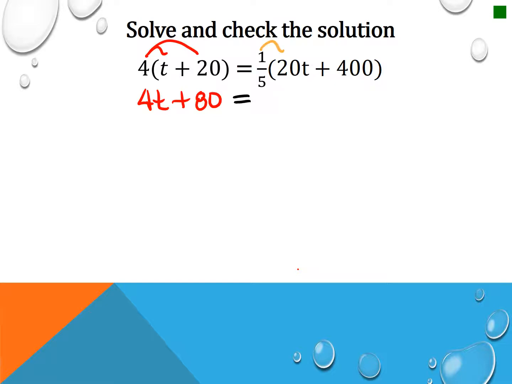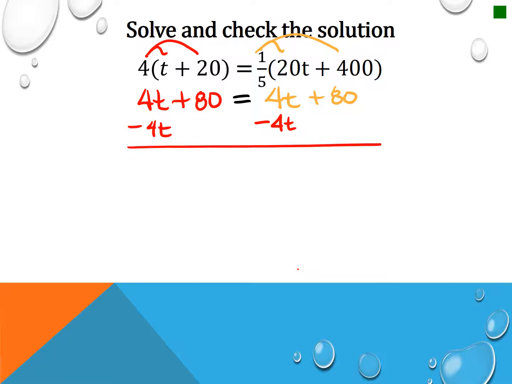1/5 times 20 is 4t. And 1/5 times 400 is a positive 80. All right, both sides are cleaned up. I'm going to move this 4t from the right to the left. I'm going to subtract 4t. I end up with 80 equals 80.